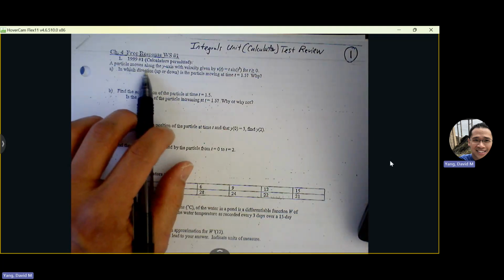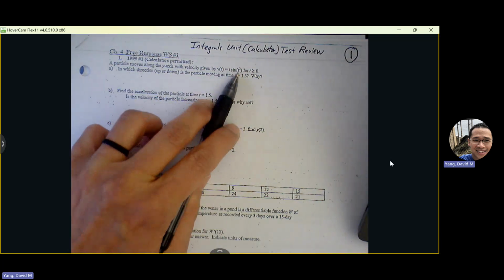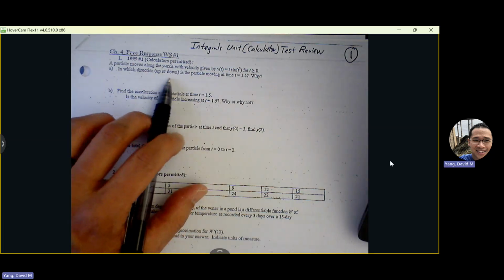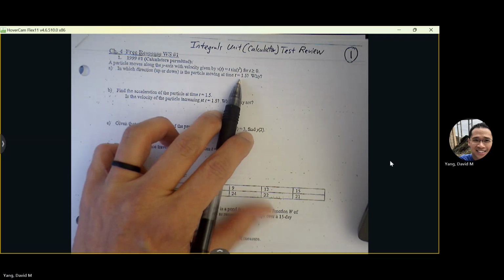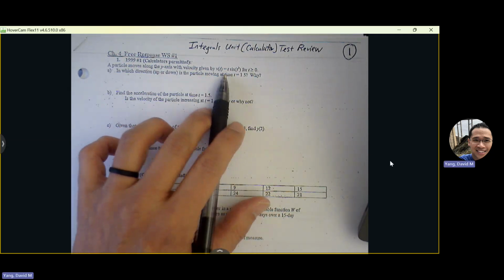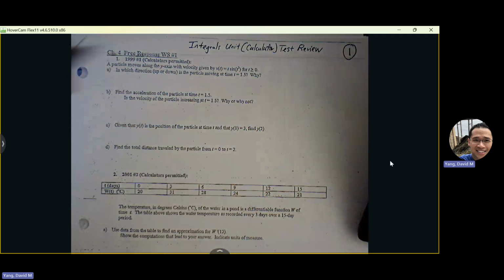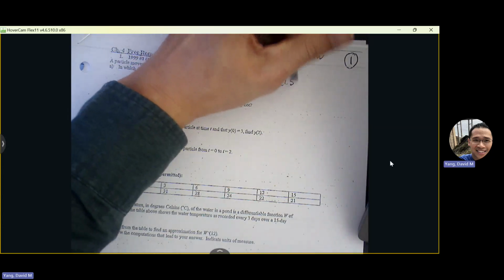So a particle moves along the y-axis with velocity given by v of t. So this is already the velocity function, v of t equals sine of t squared. In which direction, up or down, is the particle moving at t equals 1.5? So if I want to find movement, I'm going to be sticking with velocity. So there's no need for us to find the derivative. We're already at the velocity function. So we're simply going to plug 1.5 into our velocity function.